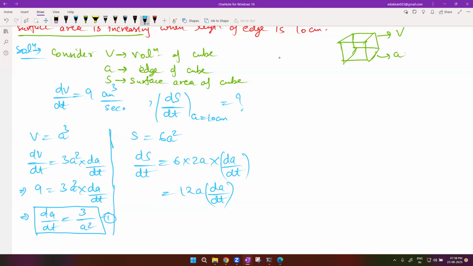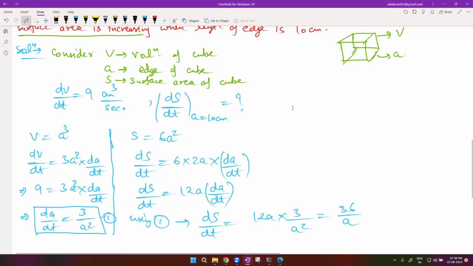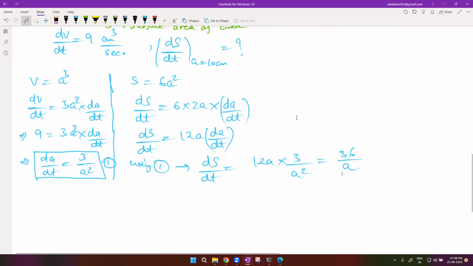Now, if you use this first equation, I can say that dS by dt will be 12A into 3 by A square, which would be 36 by A. And now you can see that you again have to use the value of A as 10. But this is also a way, this will save you some calculation. You don't need to calculate everywhere, just at the last. Put the value of A now: dS by dt at A equals 10 will be 36 by 10, which is 3.6.